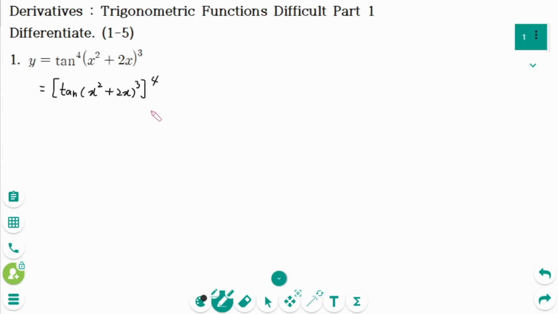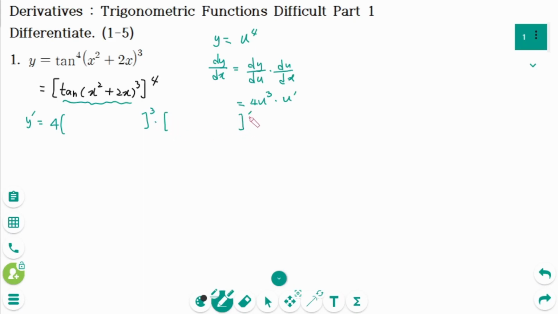Use the general power rule. Think of it as u equals tangent of (x squared plus 2x) to the power of 3. So y equals u to the power of 4. Then dy/dx equals dy/du times du/dx. This means 4u cubed times u prime. So y prime equals 4u cubed times u prime.